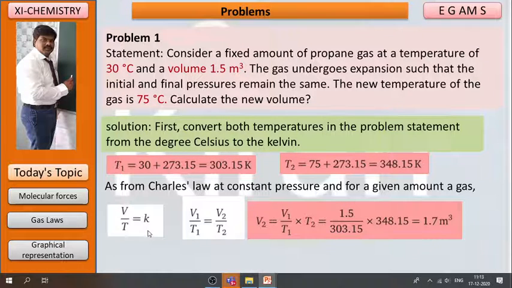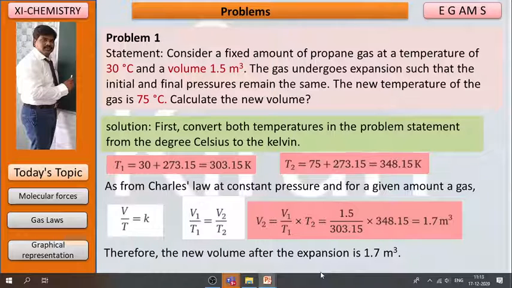So out of the 4 variables here, V1, V2, T1, T2, all 3 they have given, and you have to find out one value. When they have given centigrade temperature, you have to change it into absolute temperature, capital T. Therefore, the new volume after the expansion is 1.7 meter cube.